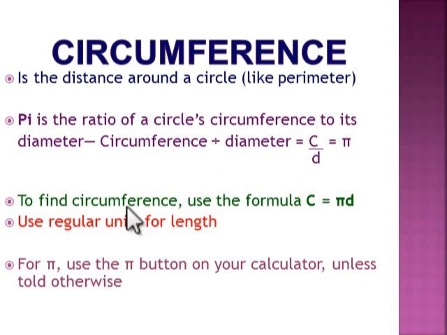Okay, so if we're finding the circumference of a circle, what we will use for our formula is pi times the diameter. And again, regular units for your length because you're just measuring that one dimension. And I would love it if you would just go ahead and use the pi button on your calculator. Sometimes the directions might tell you otherwise. They might want you to use the rounded 3.14. They may even want you to use the equivalent of a rounded fraction, which is 22/7. But for the most part, we're always going to use our pi button.